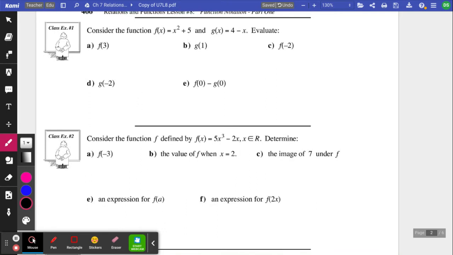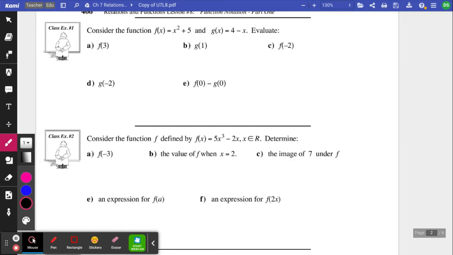It says consider the function f of x is equal to x squared plus 5. Now, here's what this means. The function's name is f. And then I have a little x inside. I'm telling you that we're going to be talking about x. And then this part of the equation over here, the x squared plus 5, tells you what we're going to do to the input.